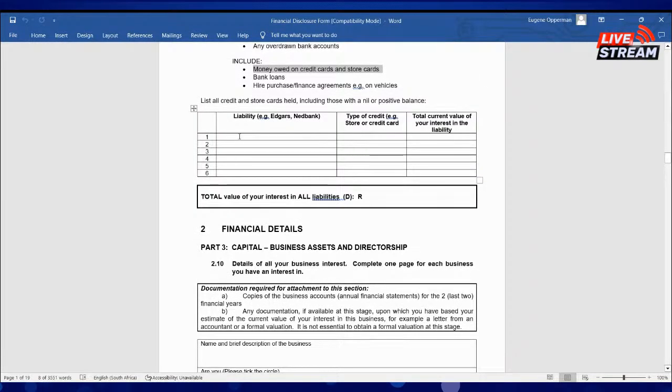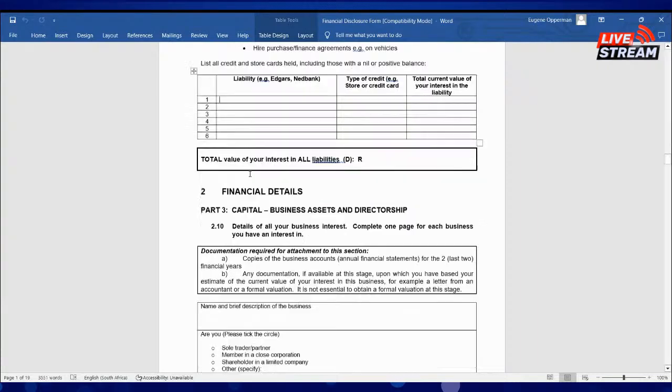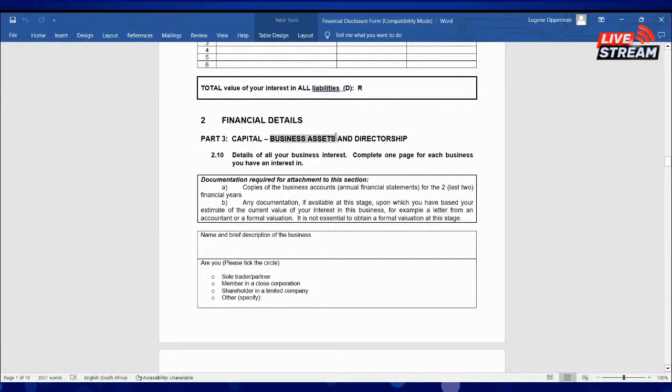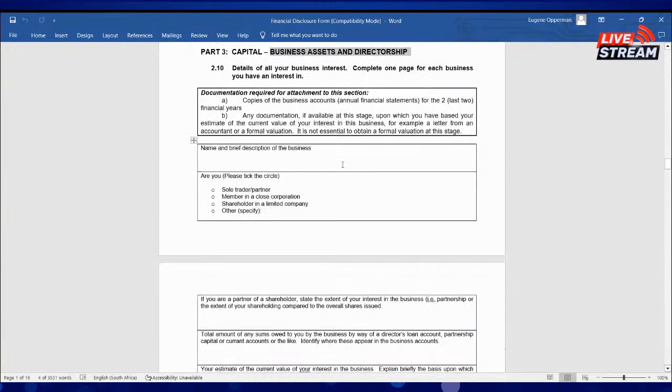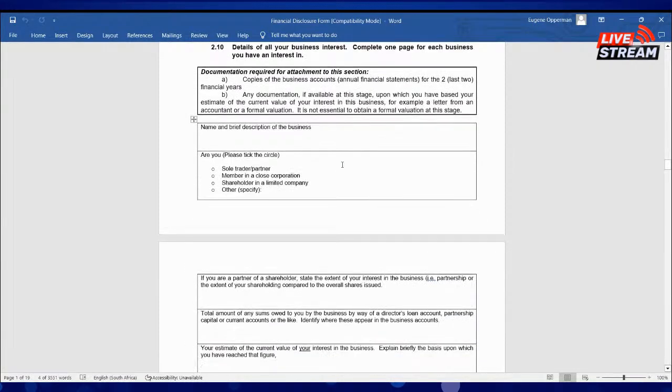And you could ask the maintenance officer to assist you to obtain a ITC report. The maintenance officer could instruct the maintenance investigator to get a detailed credit report on the respondent to confirm what he said, that it is actually the truth and correct. Financial instruments, business assets and directorship. If he does have a company, then obviously you are well within your rights to ask for financial statements.